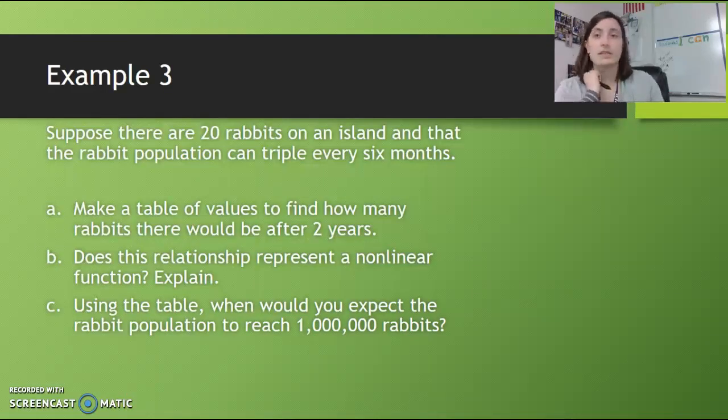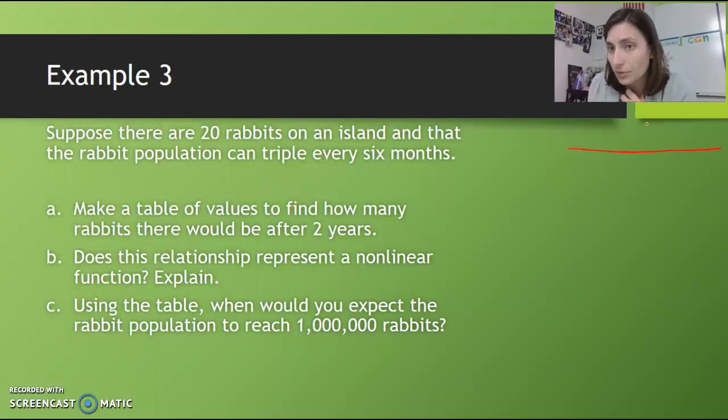All right, our last example for 7.4, example 3. Suppose there are 20 rabbits on an island and that the rabbit population can triple every 6 months. So we're going to make a table of values of how many rabbits there would be after 2 years. So that's our first step. So I'm going to make the best table I can make over here. And so we're going to have our time in months and our number of rabbits.